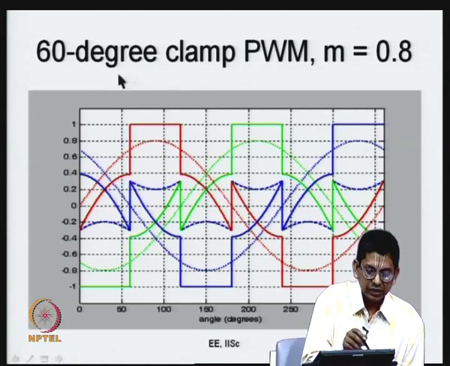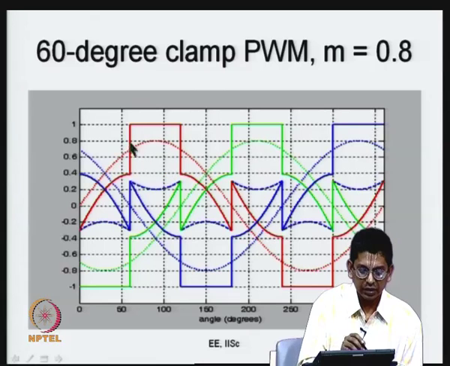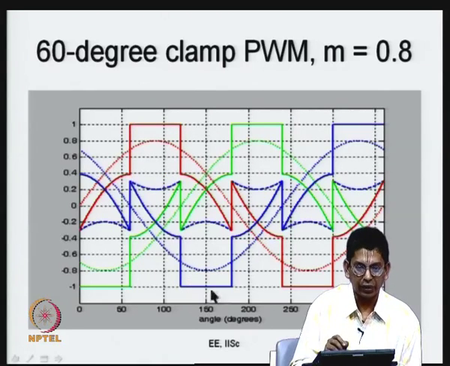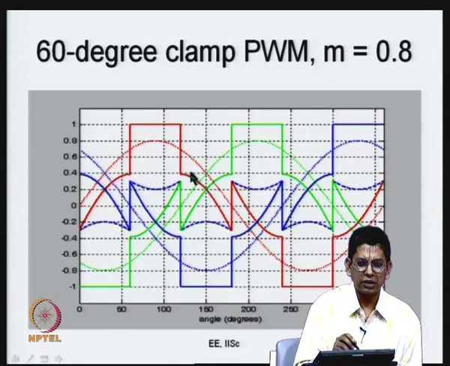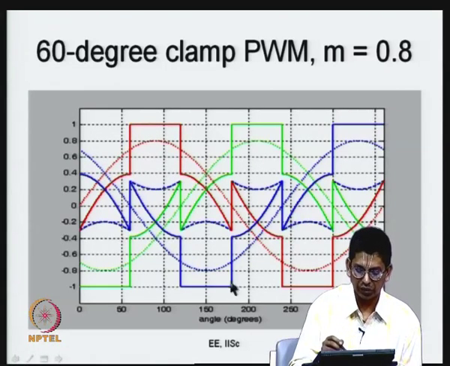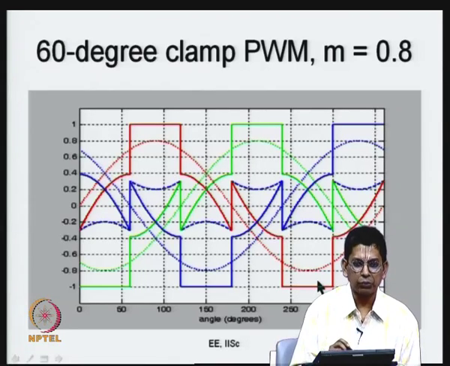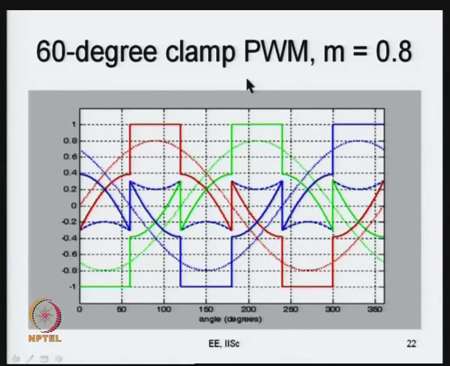We call it 60 degree clamp. Why? Because it is clamped in the middle 60 degree duration, it is just a name that we are giving. You also find various other names in the literature, because it is clamped for the middle 60 degree duration in every half cycle. In the positive half cycle it is clamped to the positive DC bus in the middle 60 degrees. In the negative half cycle, for the middle 60 degrees it is clamped to the negative bus. So, we just give a name called 60 degree clamp in this course. This is one possible clamp, not all possibilities.